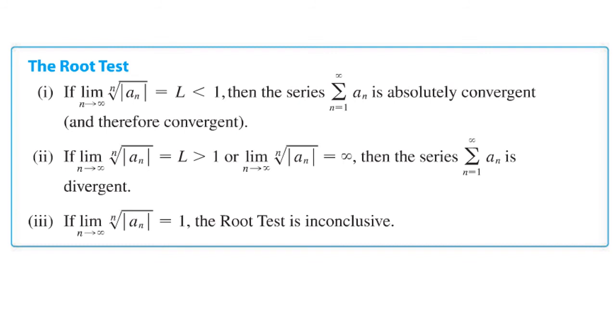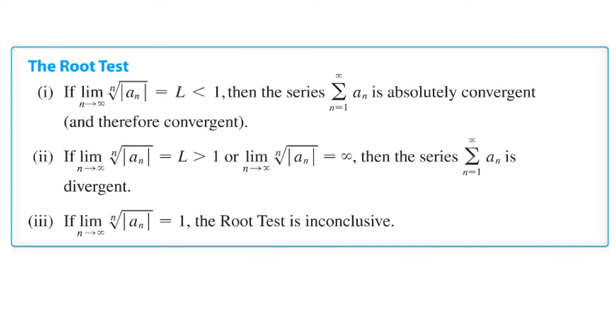You have an absolute value on the sequence. If it comes out to be less than 1, it converges absolutely. If it's greater than 1 or if it comes out to infinity, it diverges. And if it's equal to 1, it is not going to tell you anything. It is inconclusive. You're not dividing anything here, though. It's not an a sub n on the bottom and an a sub n plus 1 on the top.